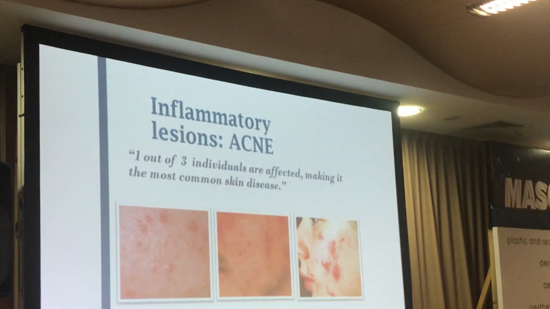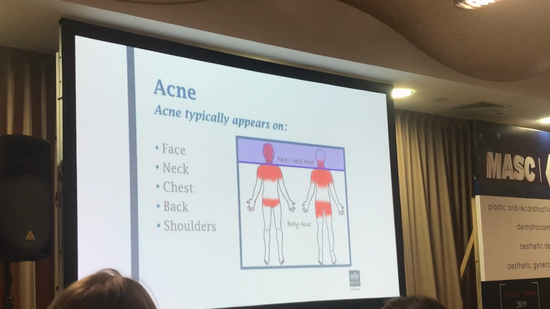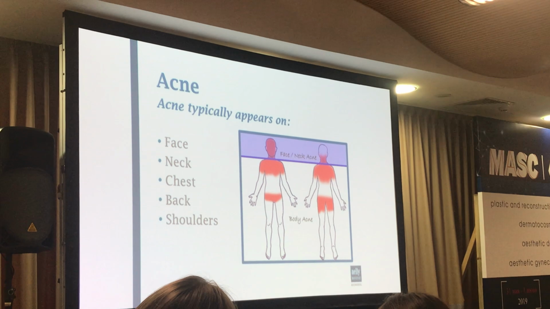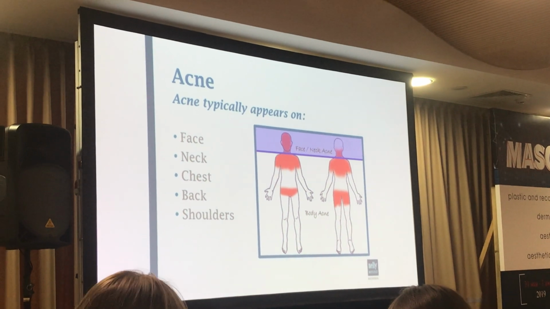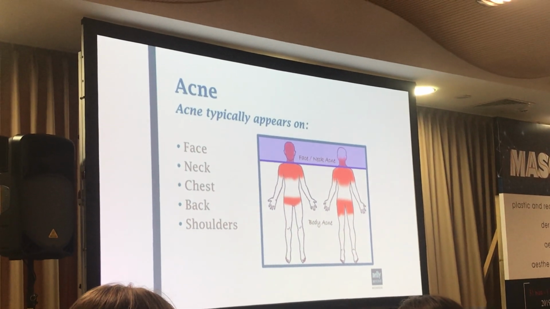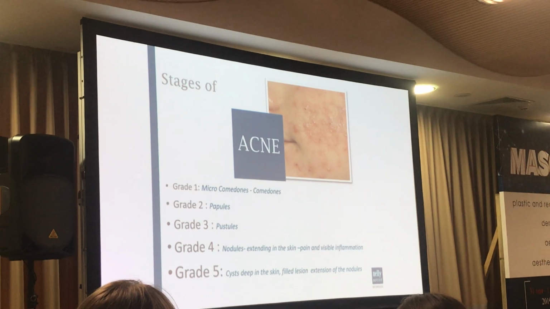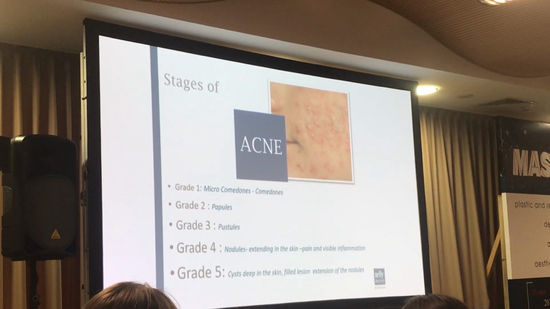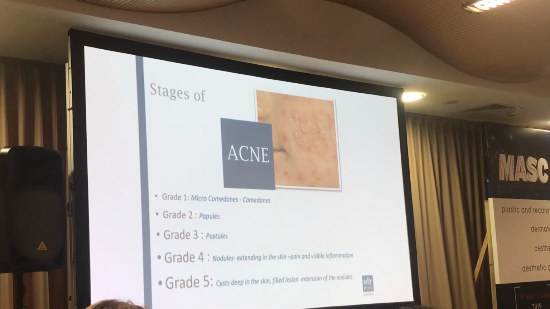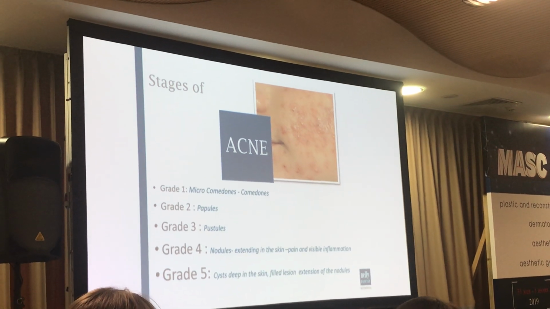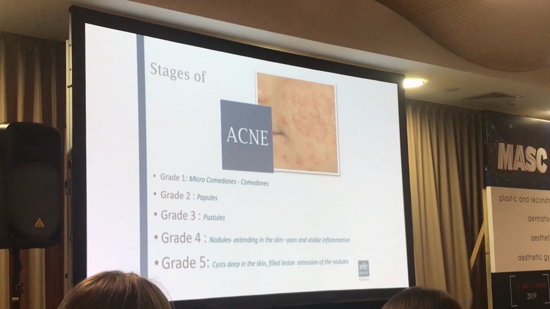Symptoms of acne. We know that it occurs where the sebaceous glands are located, in more concentration per centimeter square. We also know that there are different grades. We understand that the different grades go from grade 1 all the way to grade 5, when we have a deep cystic component.